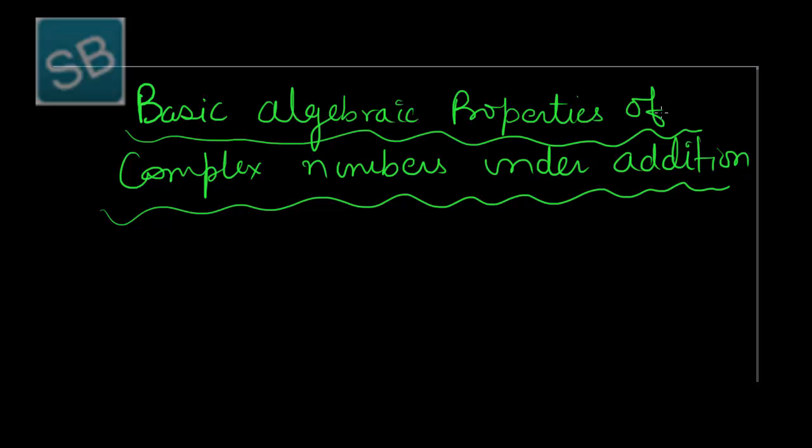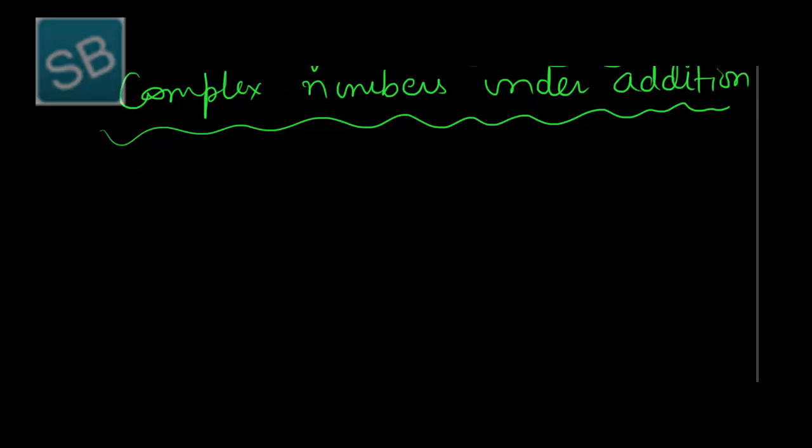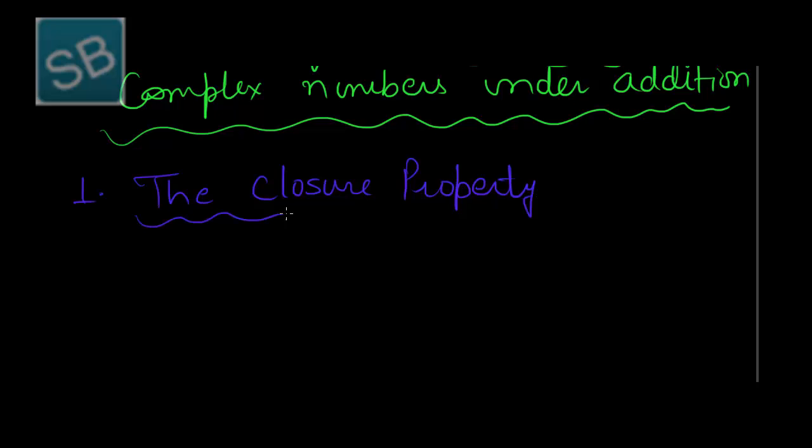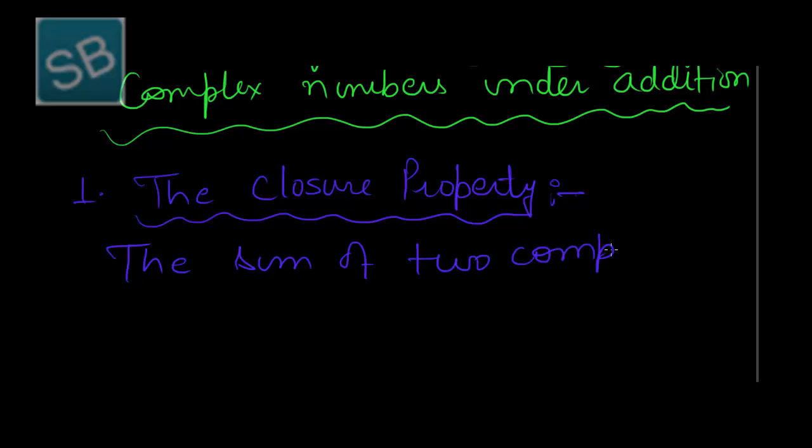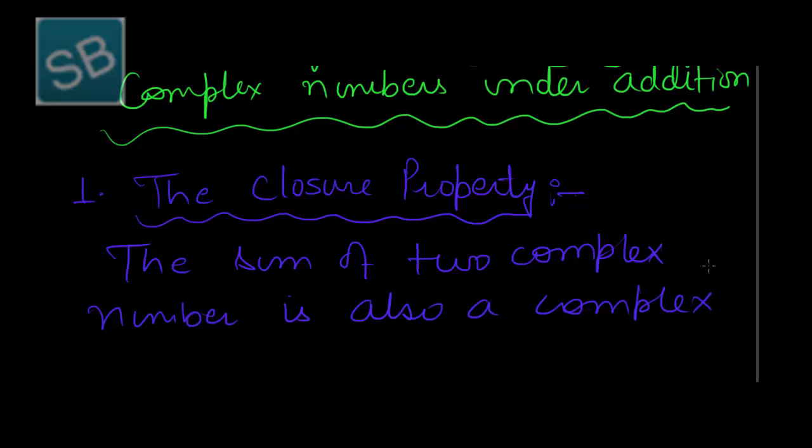So the first property under the addition operation is the closure property. The first property is that the sum of two complex numbers is also a complex number.